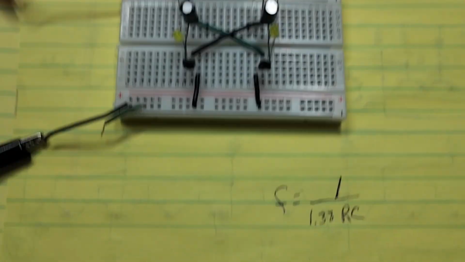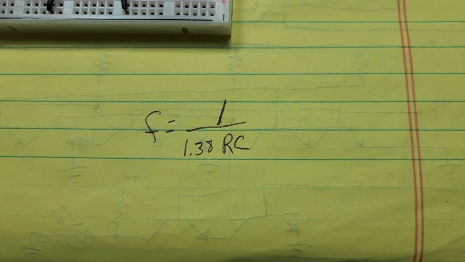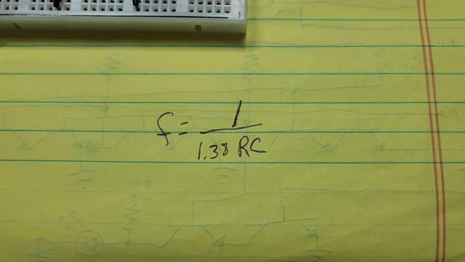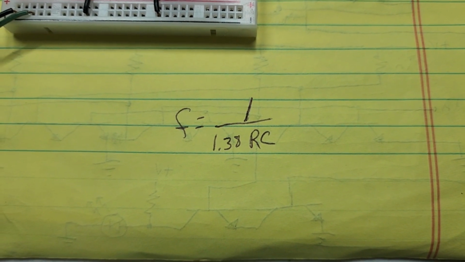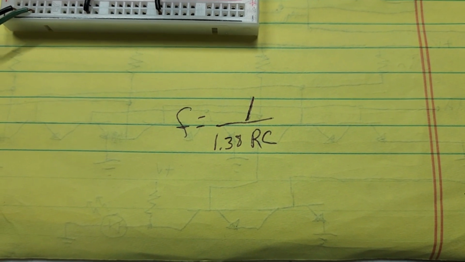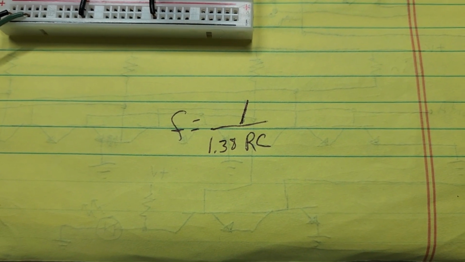A little circuit here. Here's the formula that I used that I could find. I don't know where the 1.38 constant comes from. Somebody may let me know in the comments. But that's what I found, the frequency.